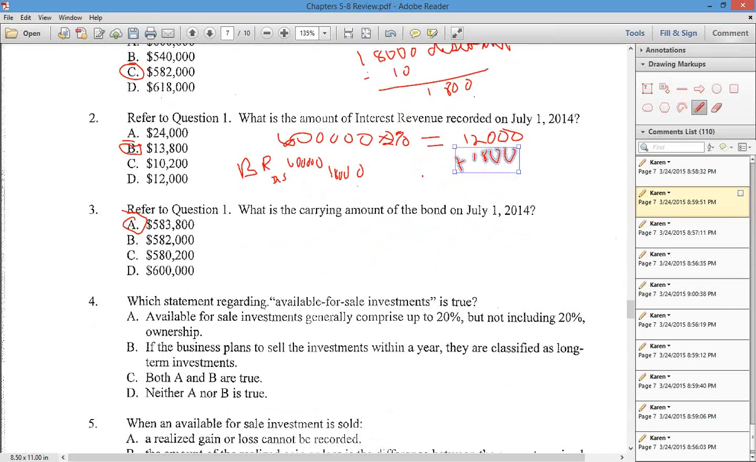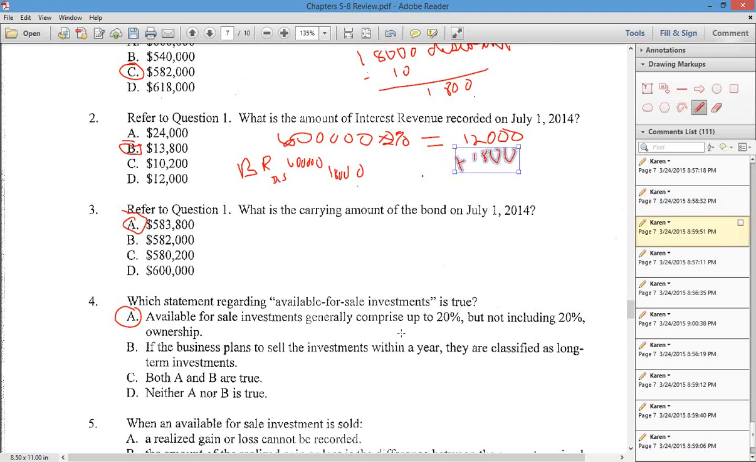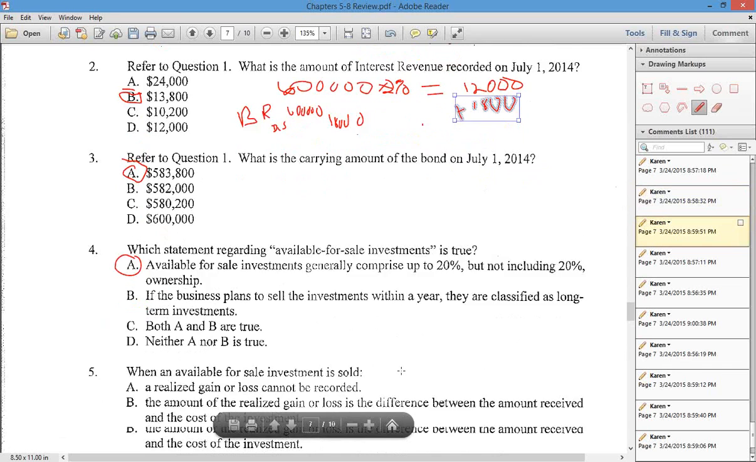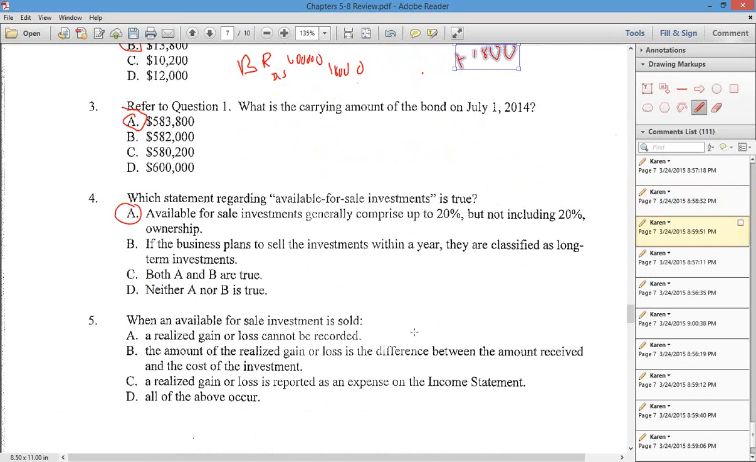Four, which statement regarding available for sale securities is true? A is true. Available for sale securities generally comprise up to 20%, but not including 20% of ownership. 5, when an available for sale investment is sold, the amount of the realized gain or loss is the difference between the amount received and the cost of the investment.